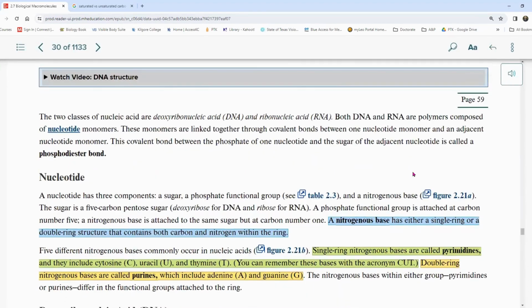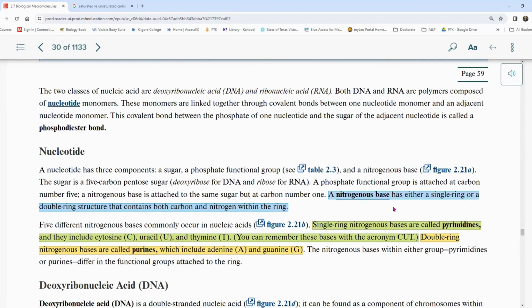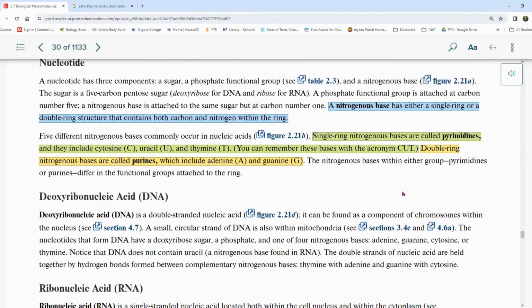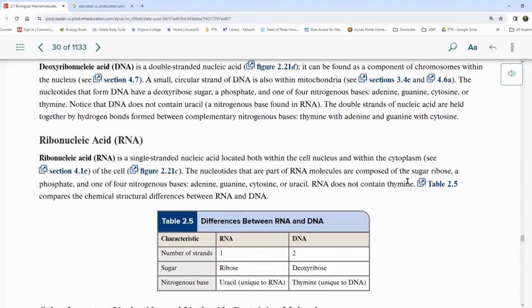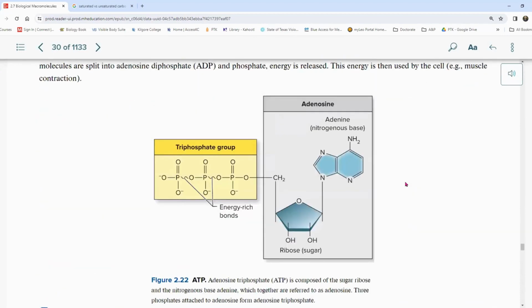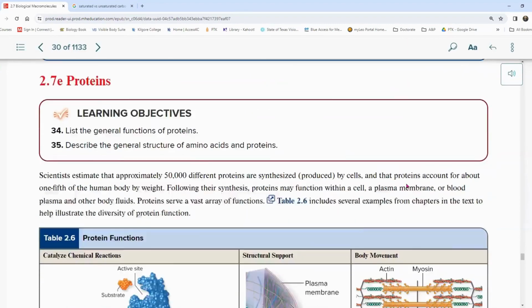So when it comes to DNA, you have nucleotides. You have a nitrogenous base that has either a single ring or a double ring structure that contains both carbon and nitrogen. The pyrimidines include cytosine, uracil, and thymine. You can remember this by the acronym CUT. And then the double ring nitrogen bases are purines, and they are adenine and guanine, or as we say, A and G, or AG if you prefer. And so those are the bases that make up our DNA.